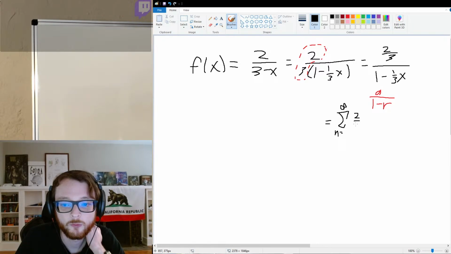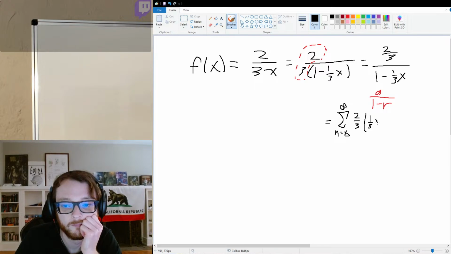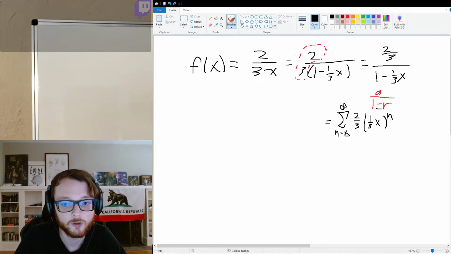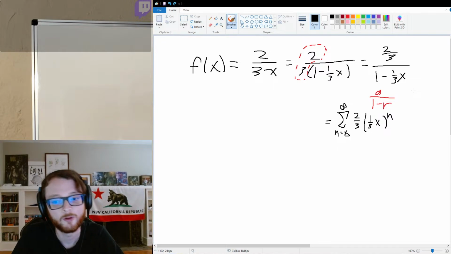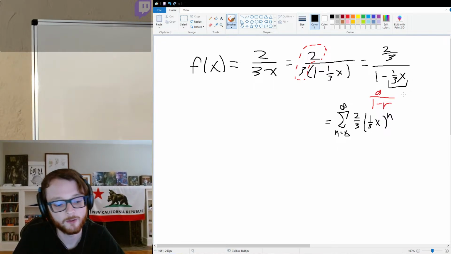Our first term is 2/3, and we're starting from 0. Our r is whatever this thing is, so it's 1/3 x to the n. The tricky part is that there is a minus sign here, but the formula for a geometric series already has a minus sign in it. So we take just this positive 1/3 part.